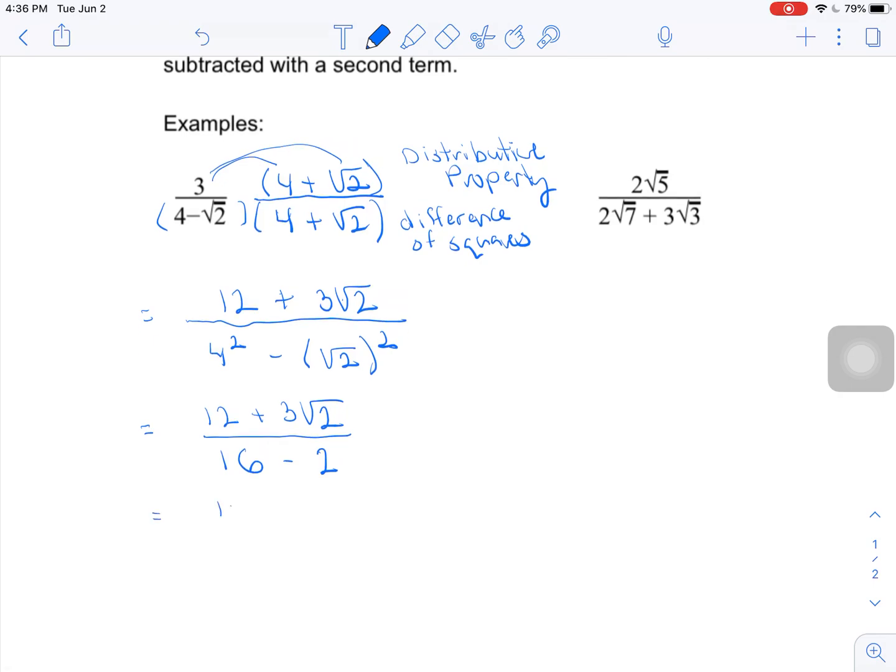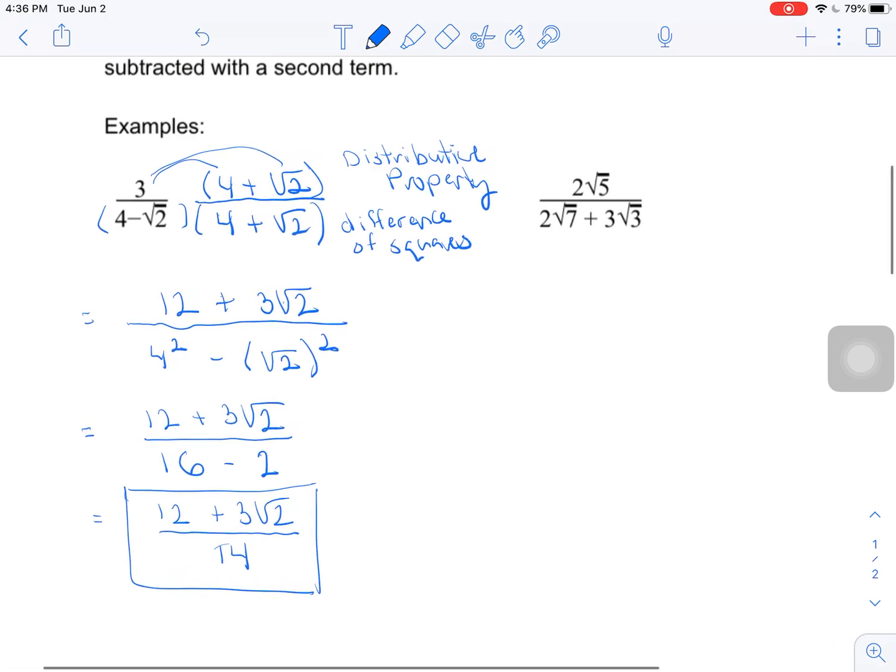And then we could clean that up even more and say, okay, 12 plus 3 times the square root of 2 over 14. So now we are honoring all three of our simplifying with radical rules. We do not have any perfect square factors left in the radicand because the radicand's 2. That's not a perfect square. We do not have a fraction in the radicand. 2 is a whole number. And there are no radicals in the denominator of our fraction because the denominator is now 14. So we are honoring all three of our rules. So that would be considered a simplified answer, and that's as far as we can go with that.